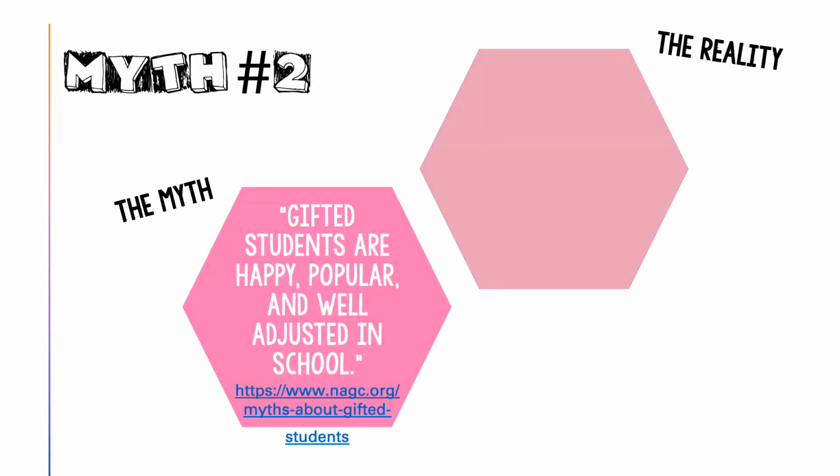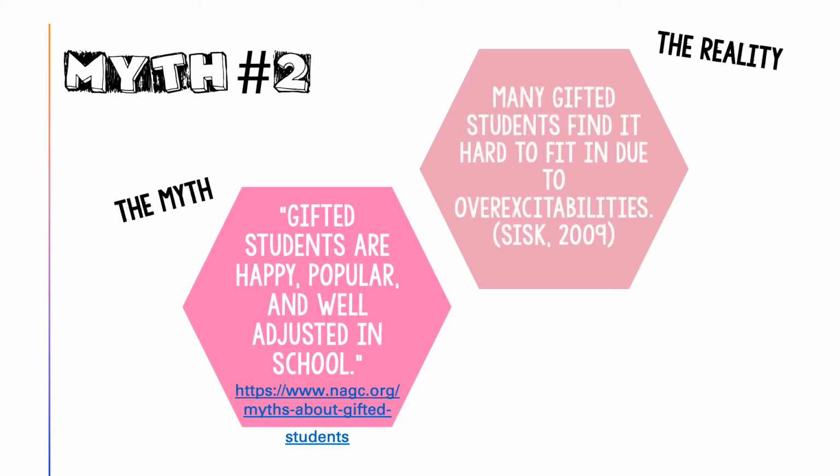The second myth is that gifted students are happy, popular, and well-adjusted in school. The truth is that while many gifted students do find their place in a general school environment, many of them also present with a heightened intensity or overexcitabilities. This can lead to increased sensitivity and heightened emotional intensity, making it harder for gifted students to make friends and feel accepted by their peers. Understanding gifted learners and their emotional excitabilities can help to bridge this gap and make them feel more accepted in their place of learning.